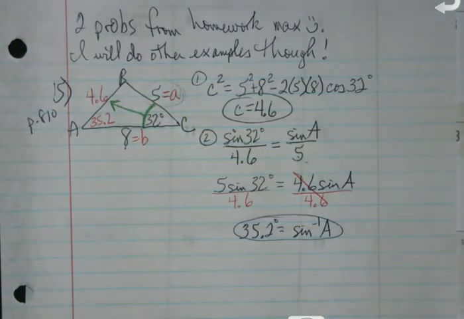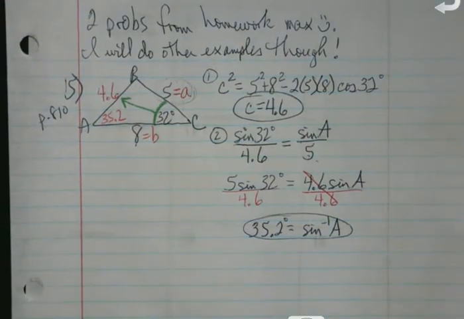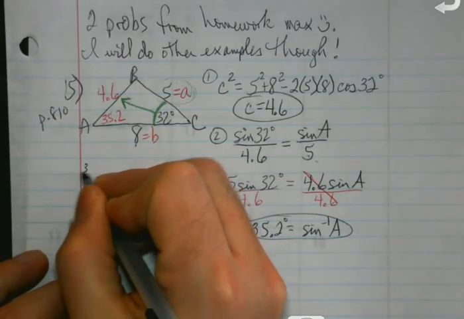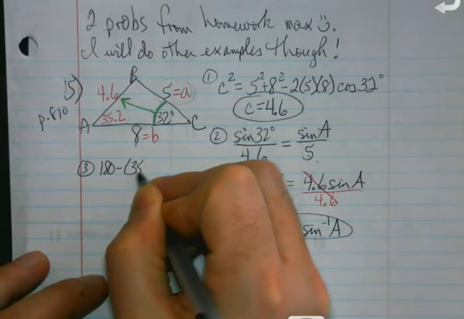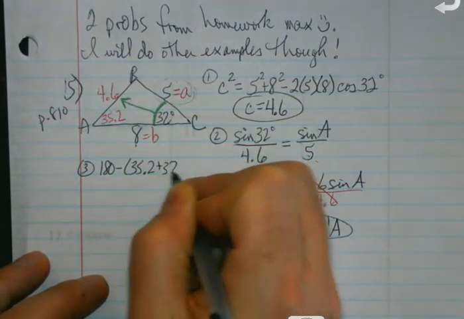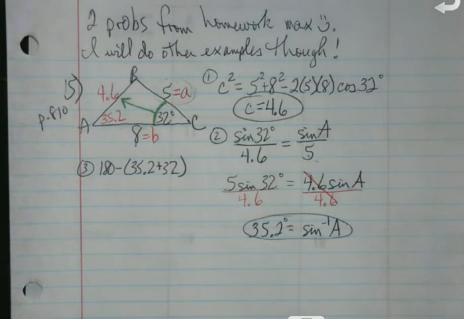And I don't have to go through this whole process again because I know I have a triangle and I have two of the three angles. So my last step is to take 180 minus the sum of my other two angles.